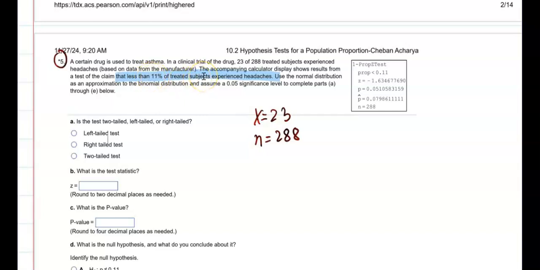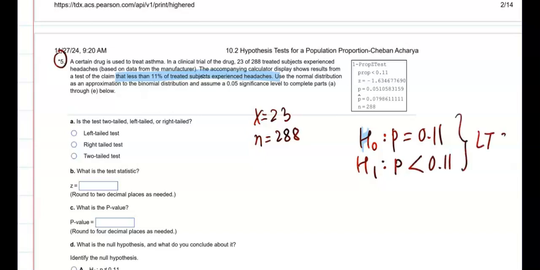is going to be the alternative hypothesis. If you want to write the hypothesis, it looks like this. H0: proportion equals 0.11, H1: p less than 0.11. This is called a left tail test, LTT. You don't have to write that here. The question is asking whether it is a left tail, two tail, or right tail test. Because of less than 11%, this is called a left tail test. The answer for part A is left tail test.